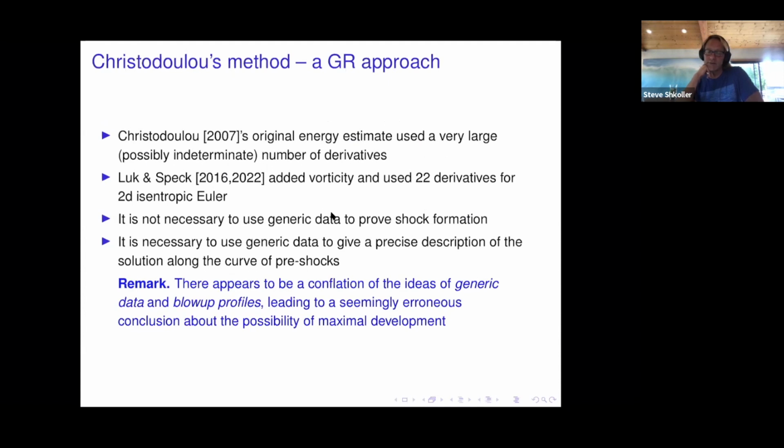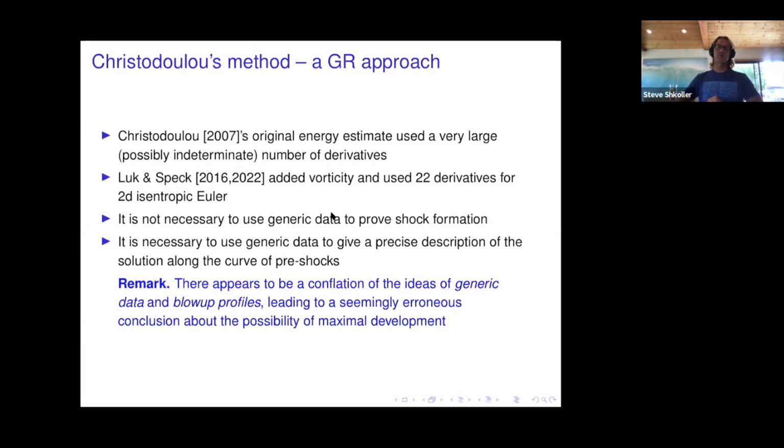Luck and Speck, Jared Speck, they're really experts on Christodoulou's method. And they generalized it a little bit to add vorticity, because Christodoulou's work was for irrotational flows, both in the relativistic and non-relativistic setting. And Luck and Speck were able to add vorticity, and their method requires 22 derivatives for the 2D isentropic Euler system. And that's not very surprising. In our self-similar work with Vlad and Tristan, we use something like 18 derivatives. So it's not so uncommon to need a large number of derivatives, if you're going to track all the derivatives.